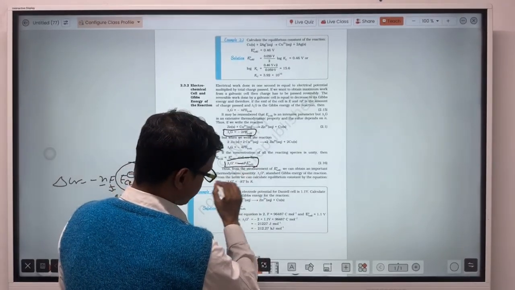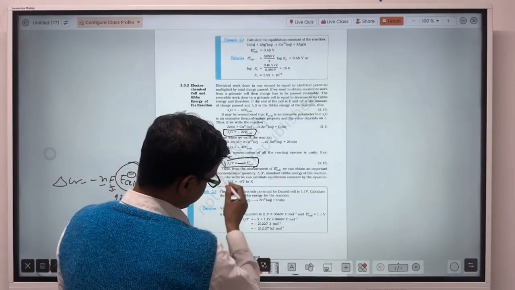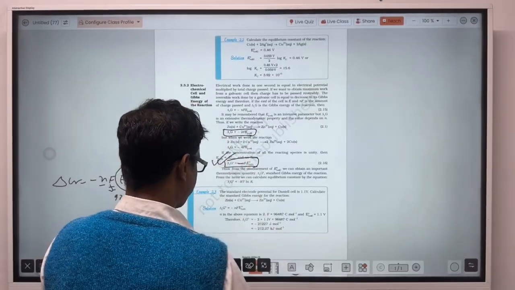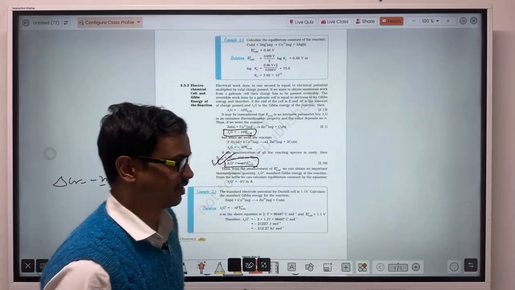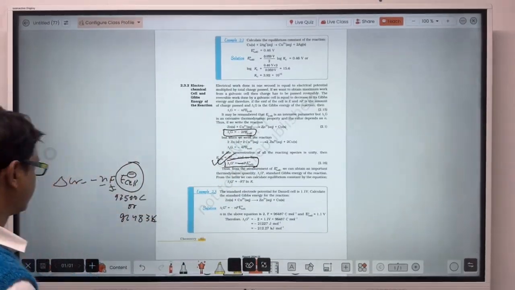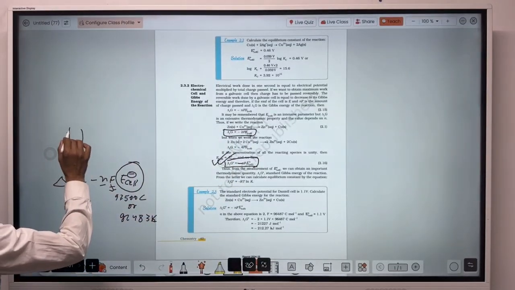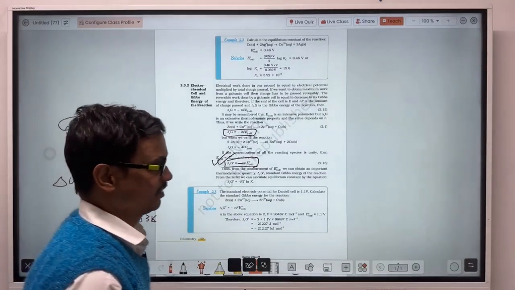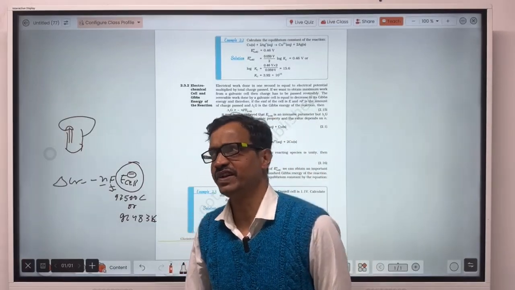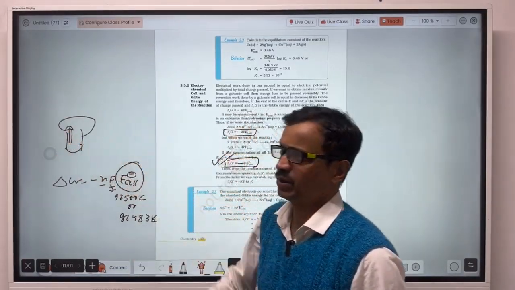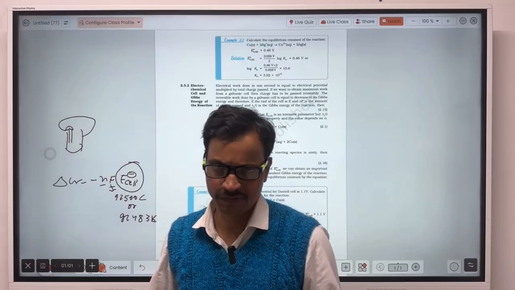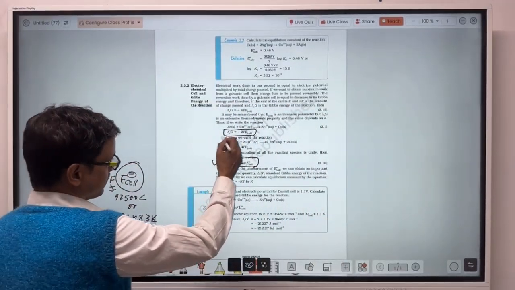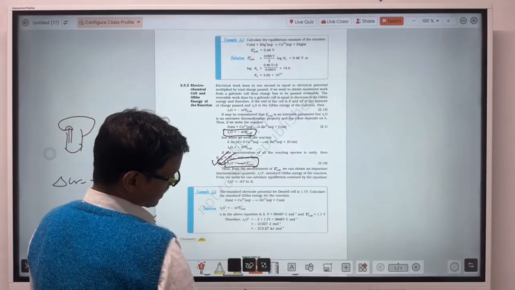Here delta G is negative, minus nF E standard, which indicates that delta G is negative. That means the process will be spontaneous. That means the production of electricity, the movement of electrons from anode to cathode, will be a spontaneous process. For the movement of electrons from anode to cathode, no work is required, and the process will be spontaneous when delta G standard equals minus nF E standard.